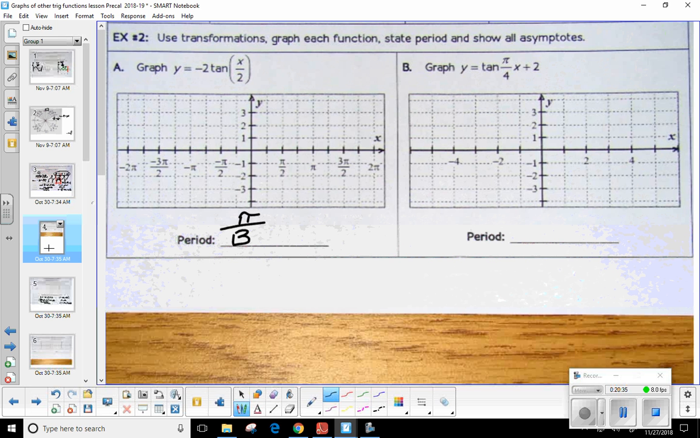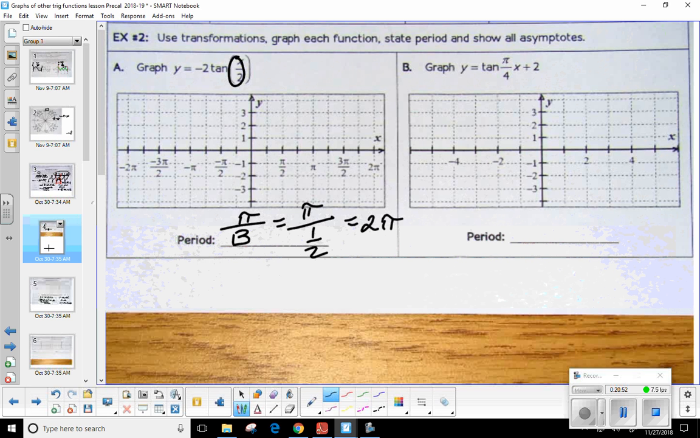Okay? So in this case here, I'm going to take pi over, well, b is 1/2. So it would be 2 pi. So this graph would repeat every 2 pi radians. Okay? All right, let's go ahead and try this one.